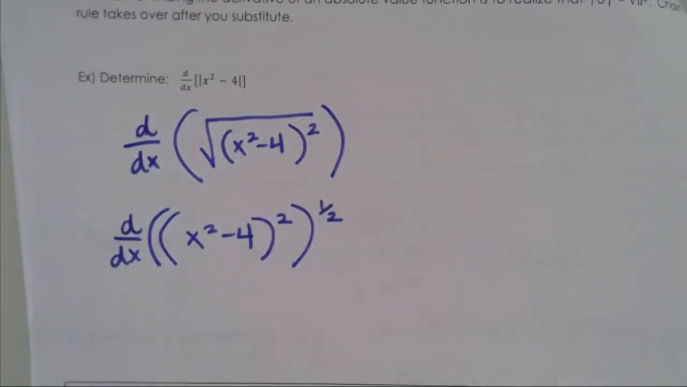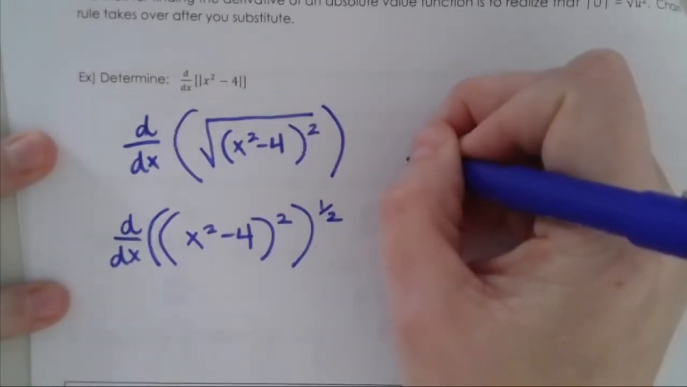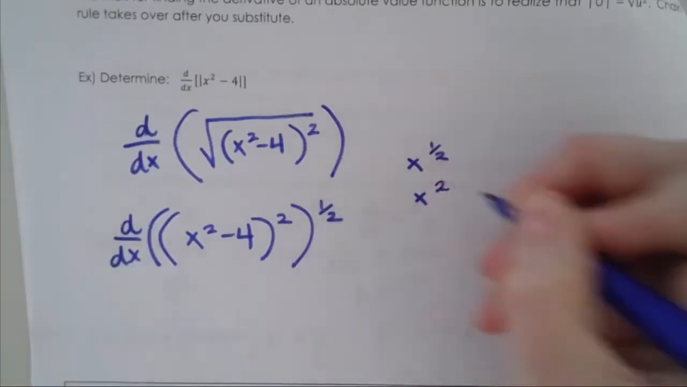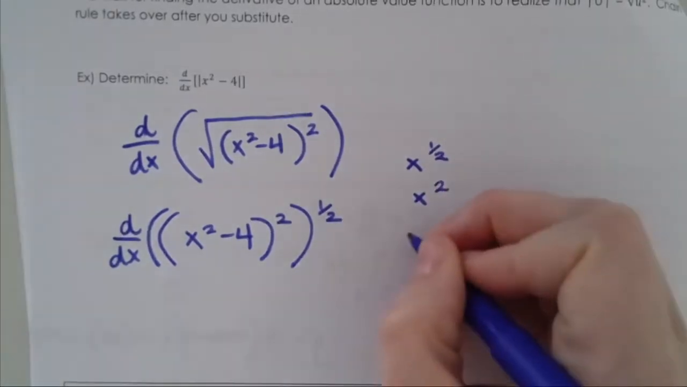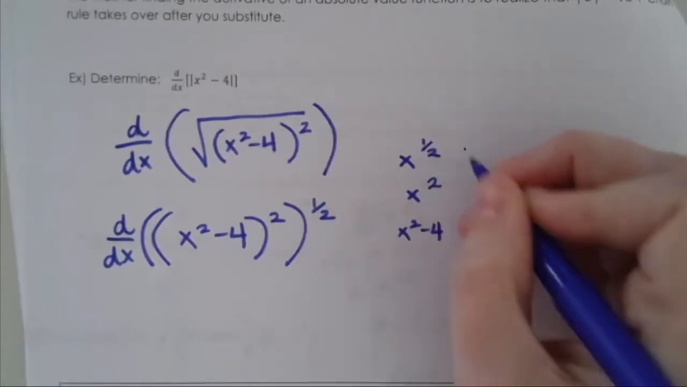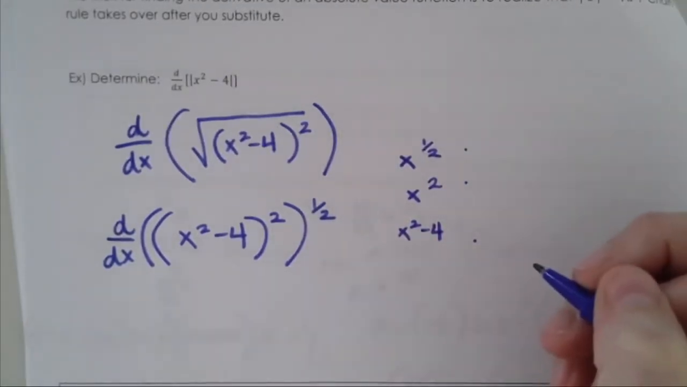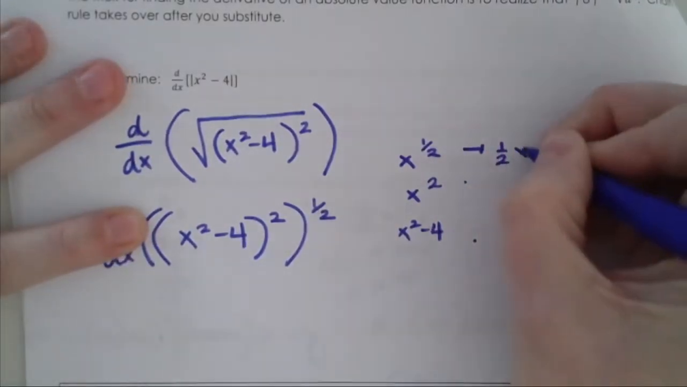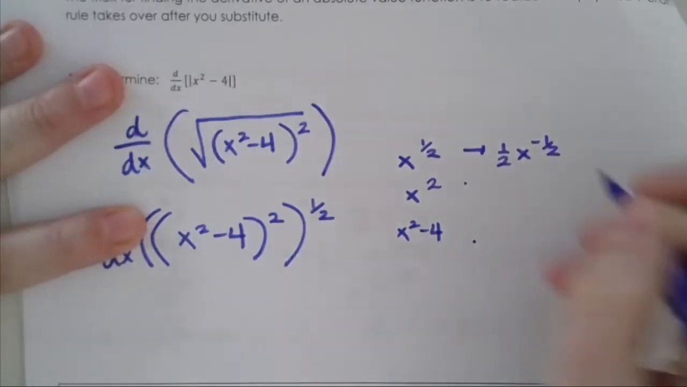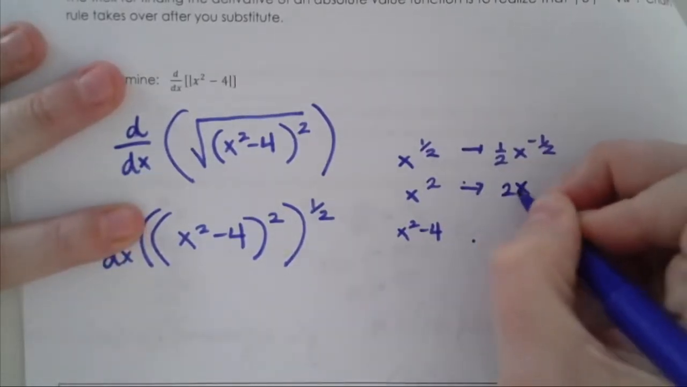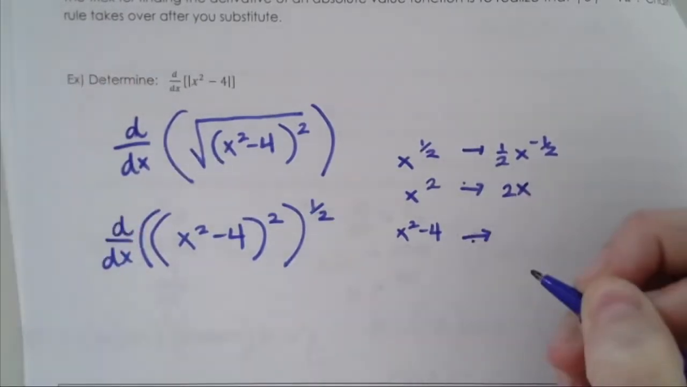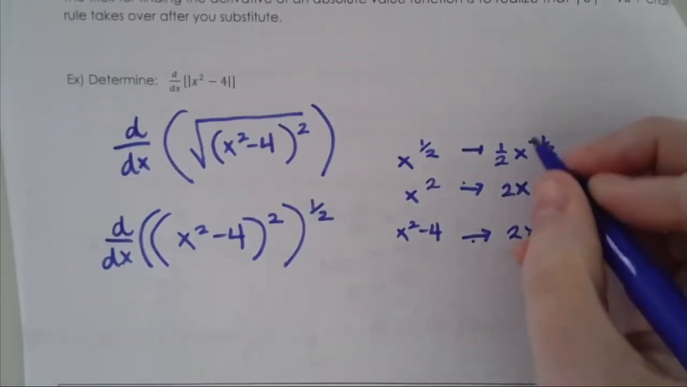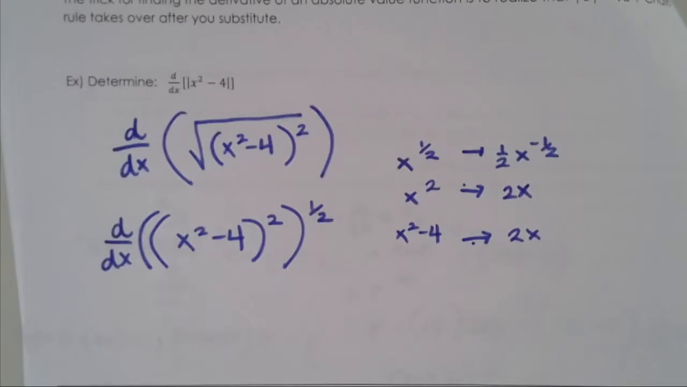So the very outside is something to the power of half. Then inside of that is something to the power of 2. And then inside of that is the x squared minus 4. So we have 3 different layers that we are dealing with. So this one, when I take the derivative, I've got 1/2 x to the power of negative 1/2. When I take the derivative of this one, I've got 2x. And then when I have the derivative of this, I have the derivative of 2x as well. So those are our 3 layers, but remember, something has to go inside of each of these.